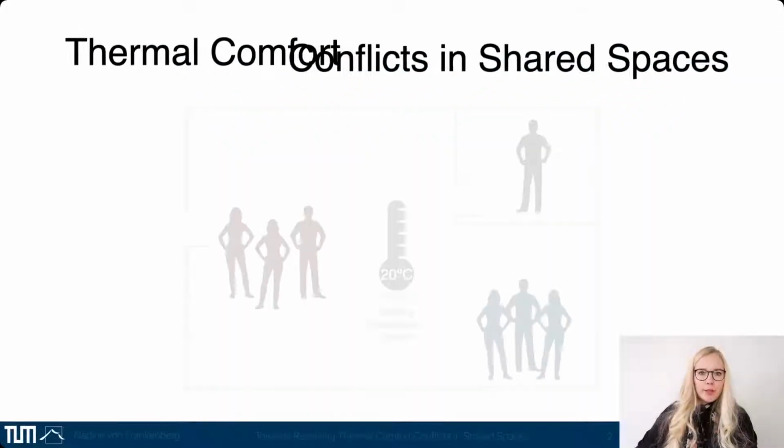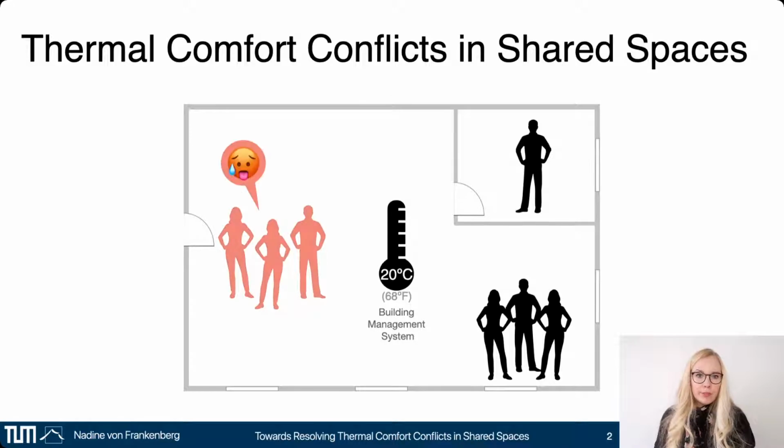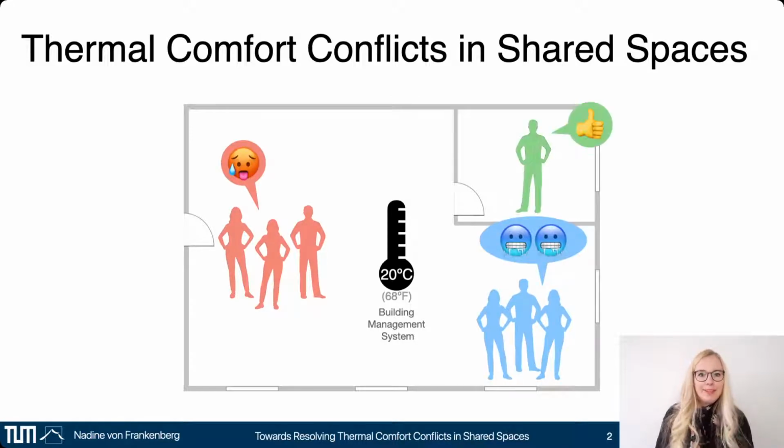Let's say we have 7 occupants sharing one thermostat. They all have different preferences regarding the temperature. And this is what we define as a conflict, a disagreement about the temperature between occupants and the environment. This conflict cannot be solved easily so that everybody is comfortable.